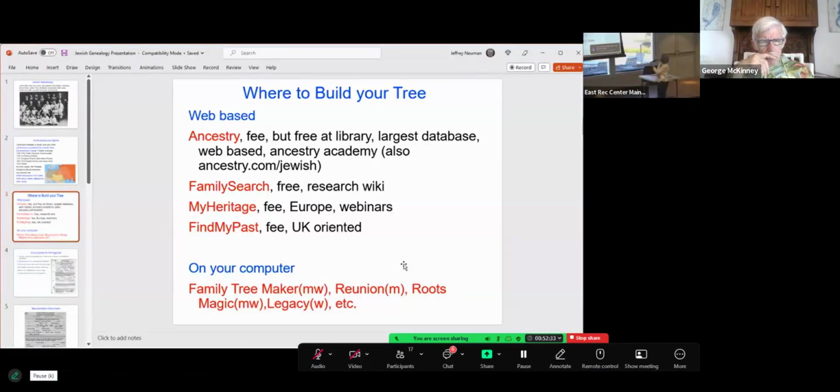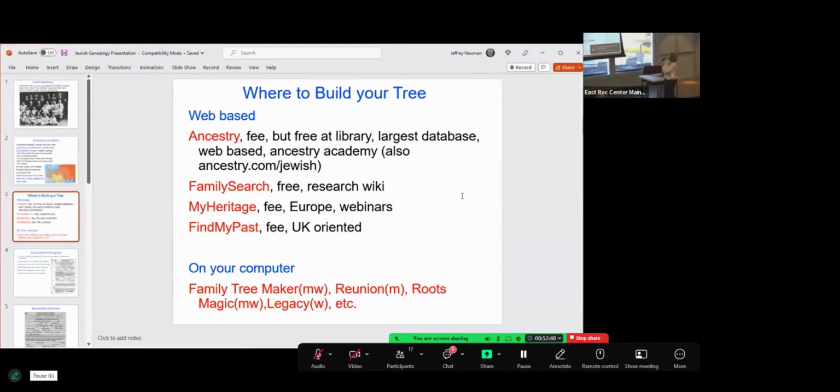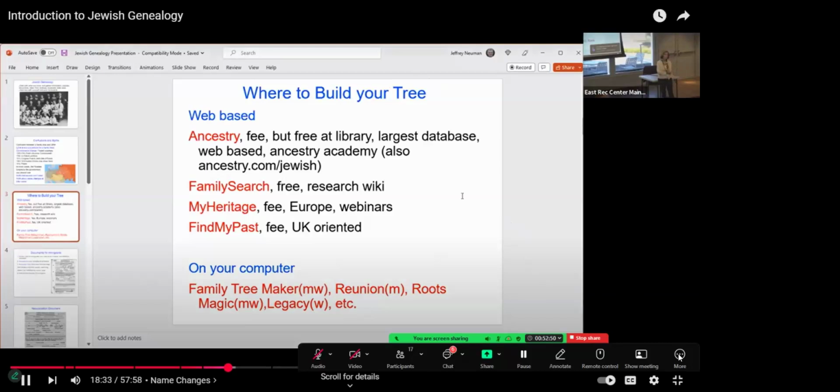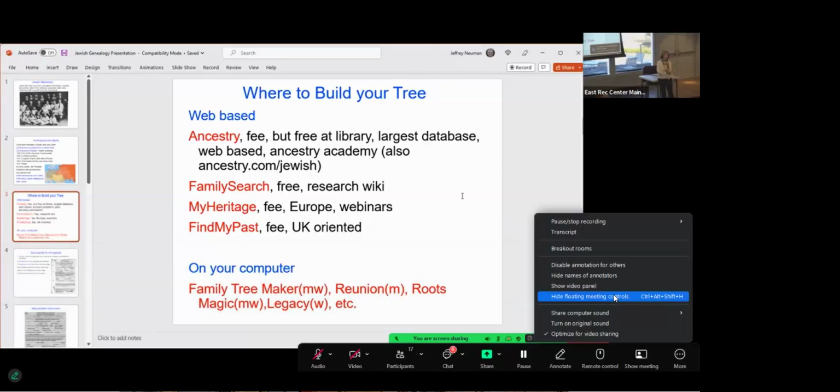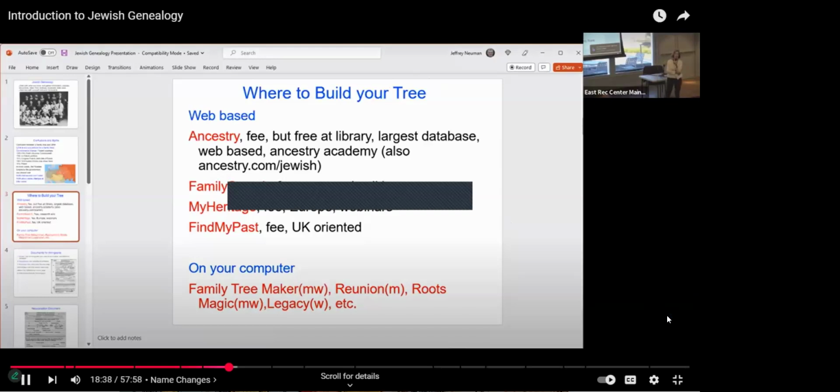Okay, so where do you build your tree? So I wrote down 4 different web-based companies that people are most likely to use. The first one is Ancestry. They do charge, but I always buy it when it's on sale. It goes on sale various times, usually during a holiday or something, and you've got to keep your eyes open looking for it, and you'll save a lot of money.